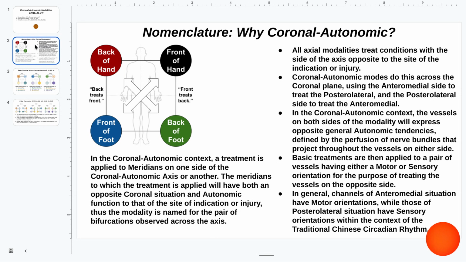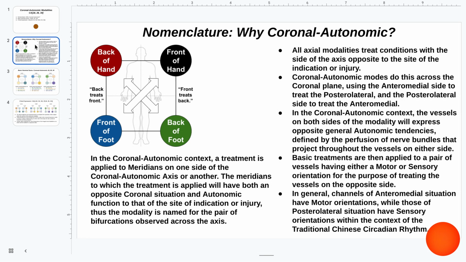Thus, the coronal autonomic modalities treat illnesses across the coronal plane by stimulating one of 2 general autonomic functions expressed by the perfusion of nerve bundles projected through the meridians on one side or the other. For the purpose of reinforcing the academic values given, a reading of the description behind the motives for the nomenclature will be provided here. The caption for the diagram found on the lower left-hand side reads as follows.